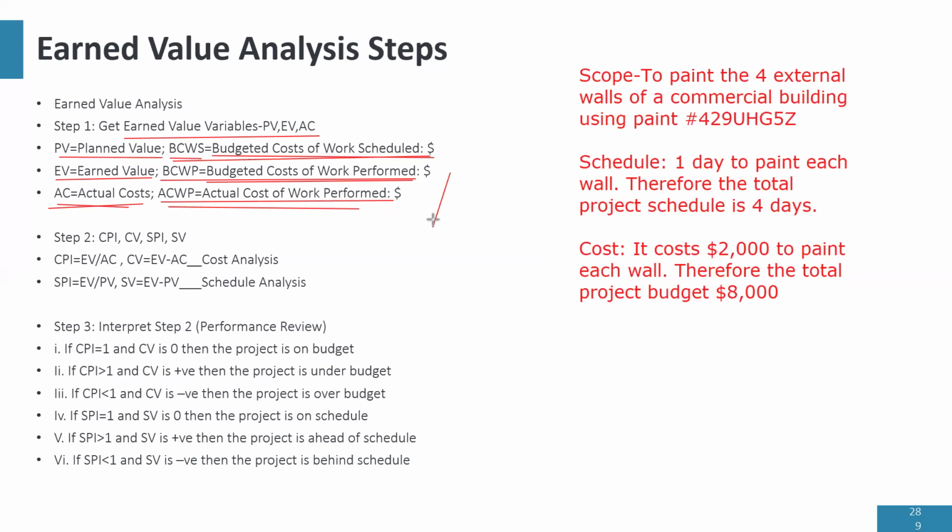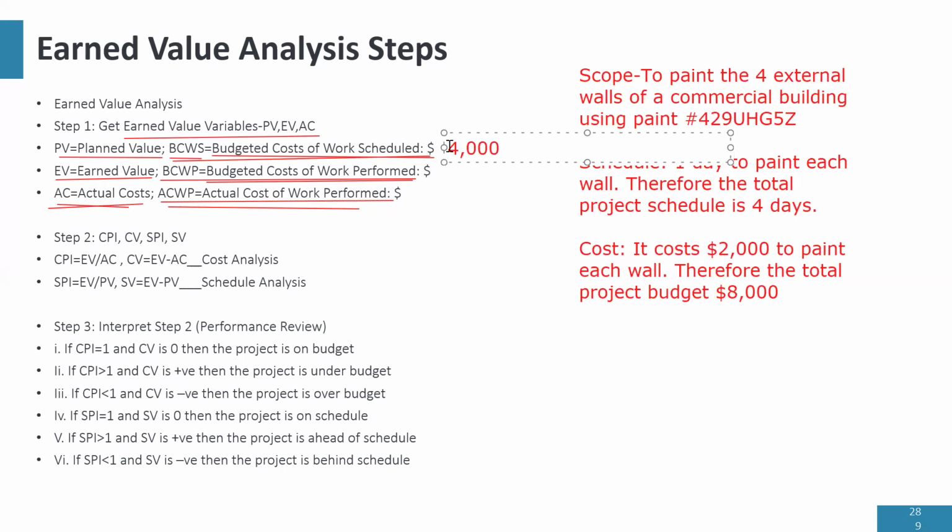It costs 2,000 per wall. So for 1 wall it's 2,000, then for 2 walls it will be 4,000. Thank you. So my planned value is $4,000 based on where I am in the project.